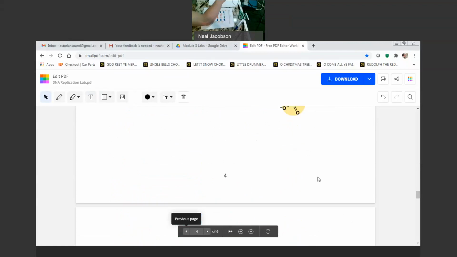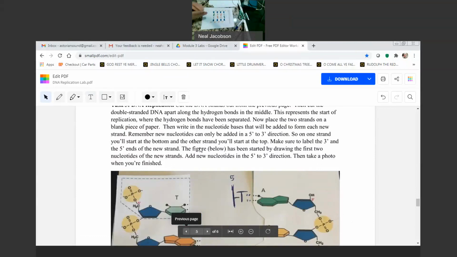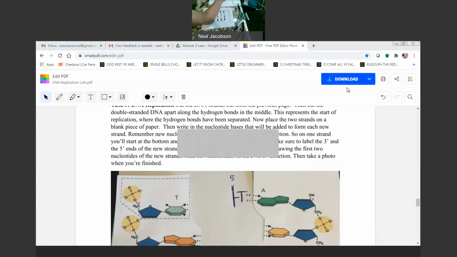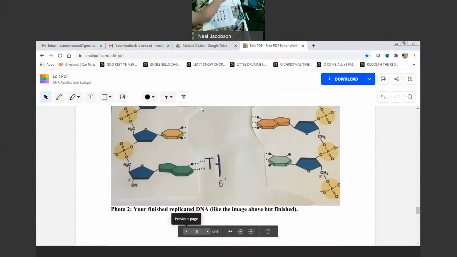All right, so we got those. Moving on. So now it says to cut the DNA strands. So we're going to cut these strands in half along the hydrogen bonds in the middle. That's the start of replication, like the replication fork opens it up. Then we're going to write the nucleotide bases that will be added to form each new strand. So remember, they can only be added in a 5' to 3' direction. So one strand is going to be adding in one direction, the other strand will be adding in the other direction. And you will see what I'm talking about. And then we'll take a photo when we're finished. So don't forget to do that.